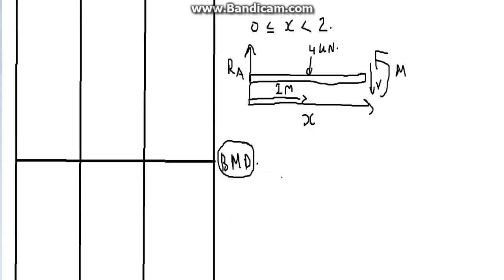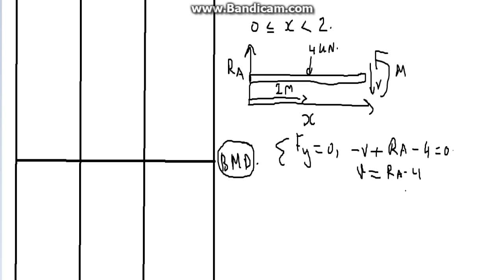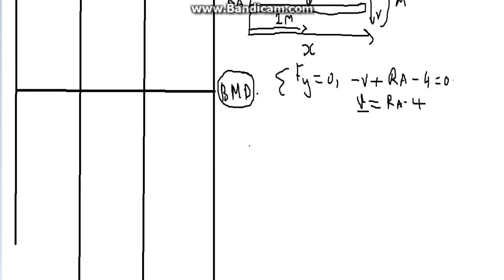Let's quickly work out the sum of the forces in the y direction equals 0, where negative V plus the RA subtracts the force. Sorry, I'm going fast here, but this is just redundant working out. It's simple math. So V equals RA subtract 4. That's our formula for V.